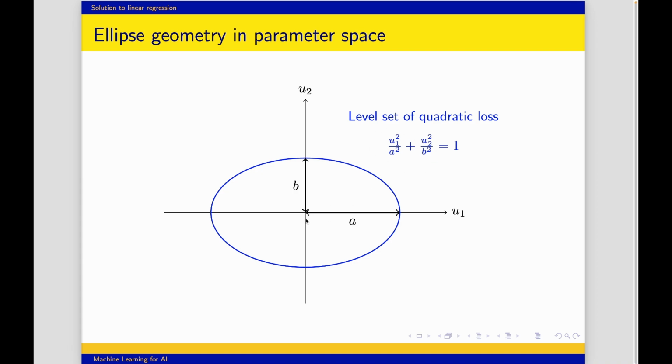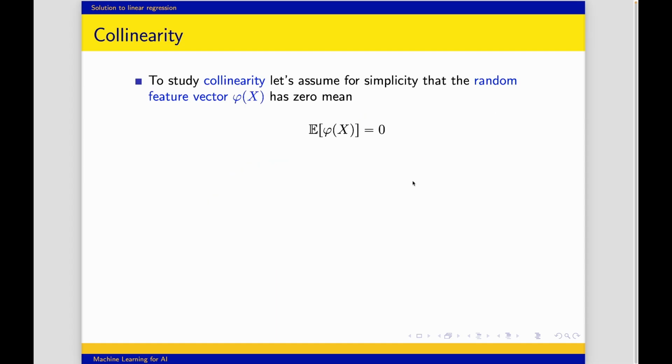So what have we done? Basically, we've performed a transformation in which we've shifted all the level sets to be centered at 0, and they are aligned along the axes. So this will come in handy later on. But for now, what we're going to do is move on to study collinearity.